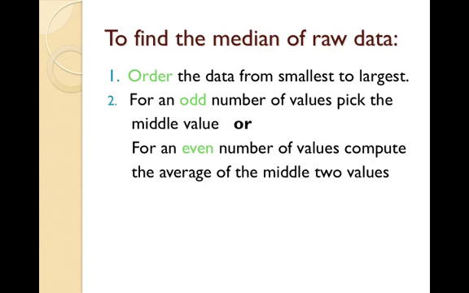So to find the median of raw data, you're going to order the data from smallest to largest. For an odd number of values, pick the middle value. Or for an even number of values, when you count into the middle, you have 2 middle values. So you just average the middle 2 values. Just add them up and divide by 2.